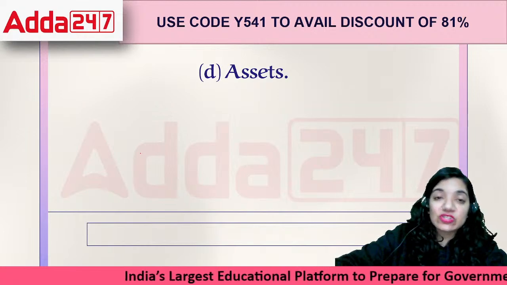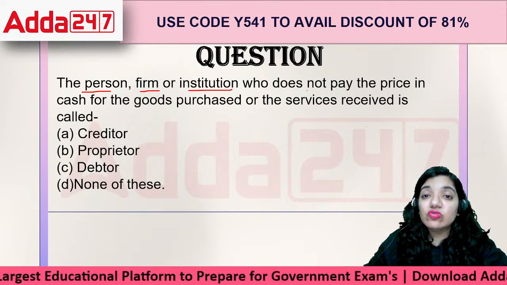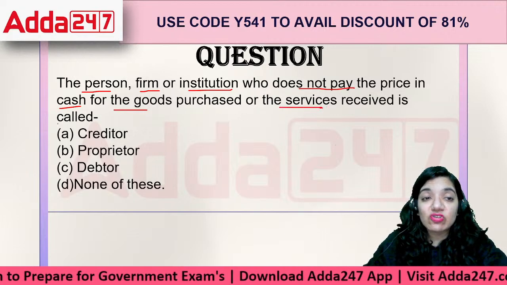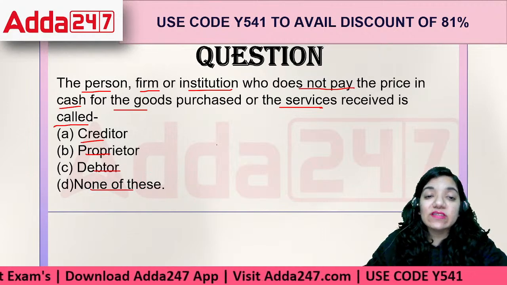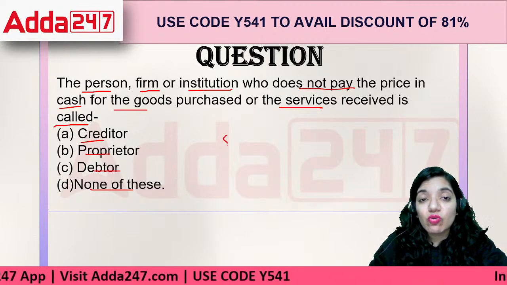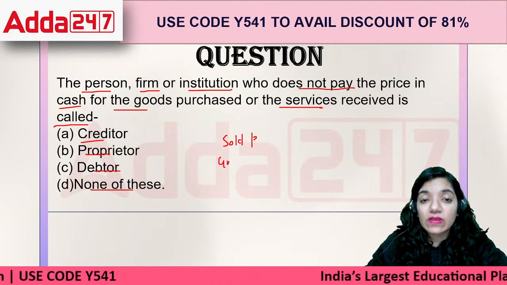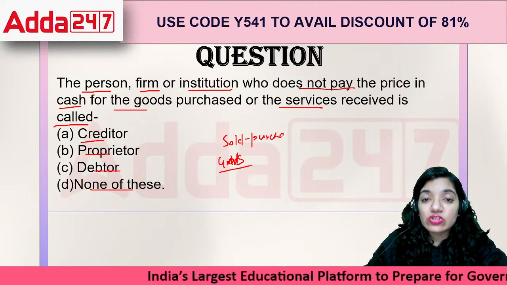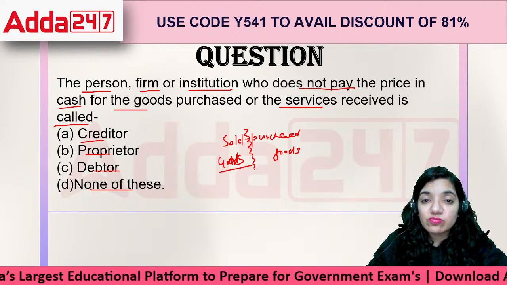Moving on to the next question. The person, firm, or institution who does not pay the price of the cash for the goods purchased or services received is called creditor, proprietor, debtor, or none of the above. See, an organization can make, okay, the person who does not pay. So the point is, we would have sold goods. We have sold goods, right? And someone has purchased goods. Someone has sold and someone has purchased goods.